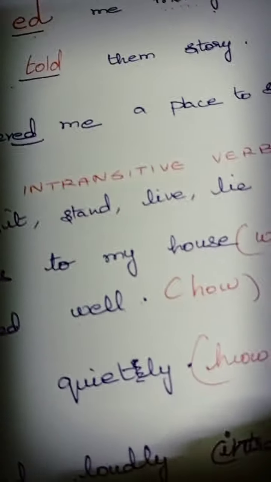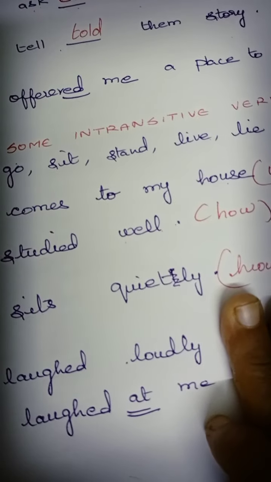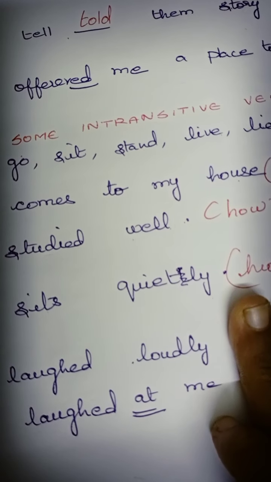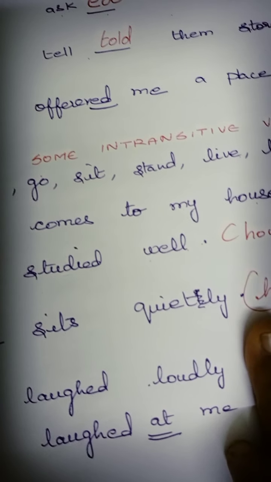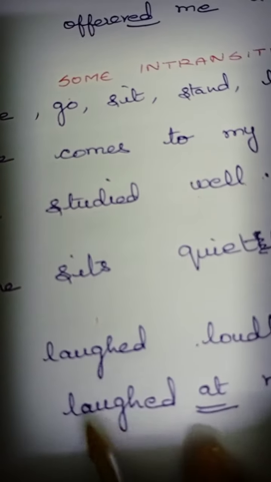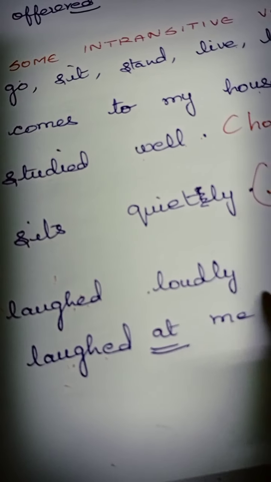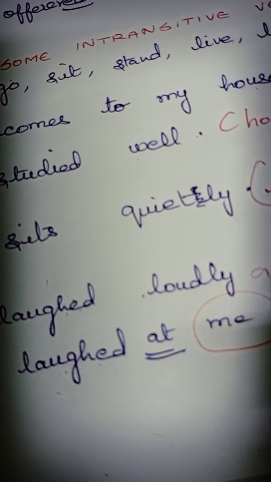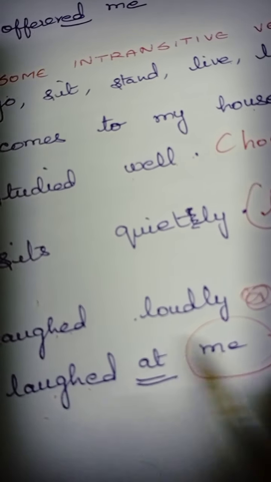Got it, children? Now, "he laughed at me." Now tell me whether this is transitive or intransitive. First tell this: "he laughed loudly." Right, intransitive. But the same "laughed" I have given: "he laughed at me." "Me" I have given. This is an object. But right next to the verb I cannot give it: "he laughed me."